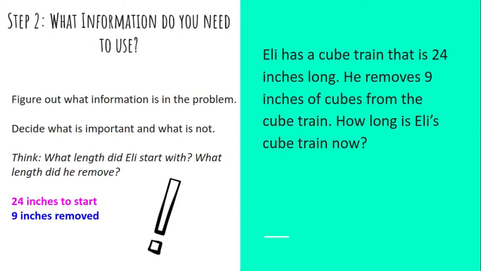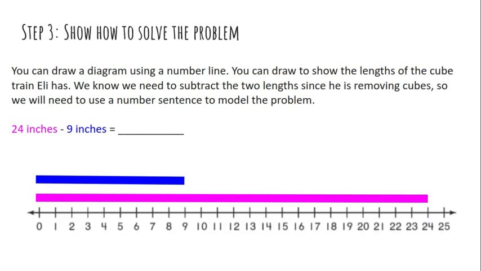Step 2. What information do you need to use? I know his name is Eli and I know that he's using cubes, but these aren't the important parts of the problem. The important parts are thinking about what length Eli started with, which is 24 inches to start, and what length he removed or got rid of, which is 9 inches removed. Now that I have my two important pieces of information, I can use them similar to the last example with a model and a number sentence.